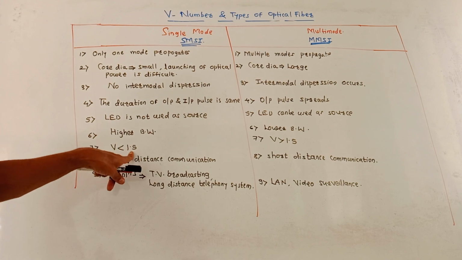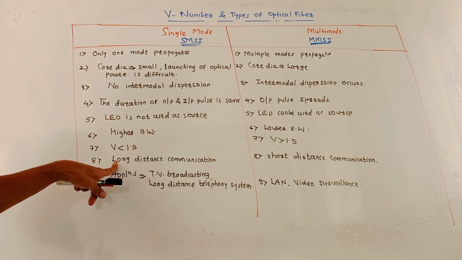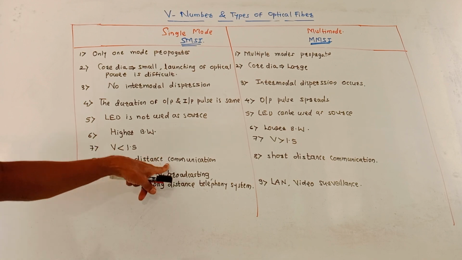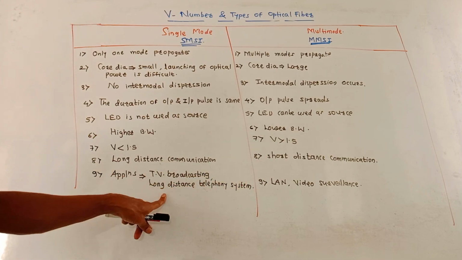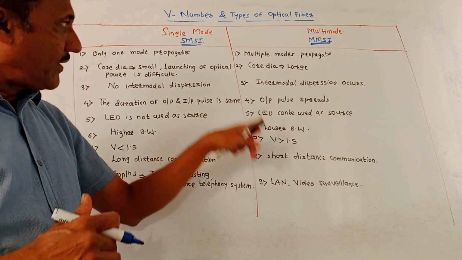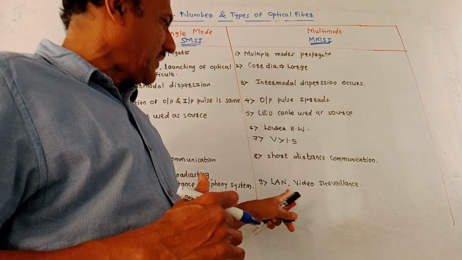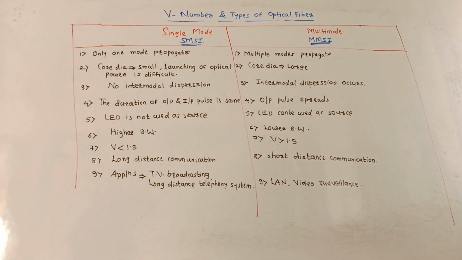V number is less than 1.5. In this case, it is greater than 1.5. It is used for long distance communication. It is mainly used for short distance communication. Applications include television broadcasting, then long distance telephony system, whereas applications of MMSI include land system or video surveillance.